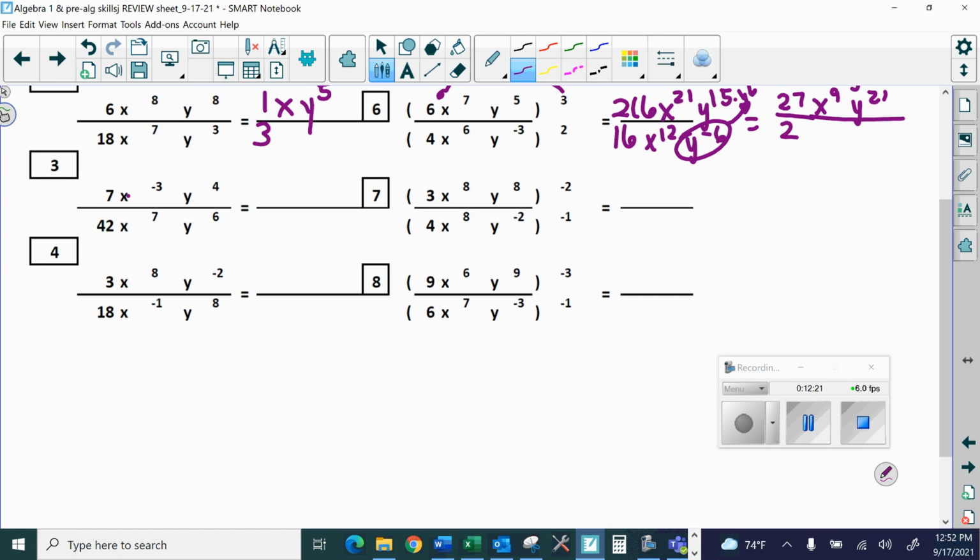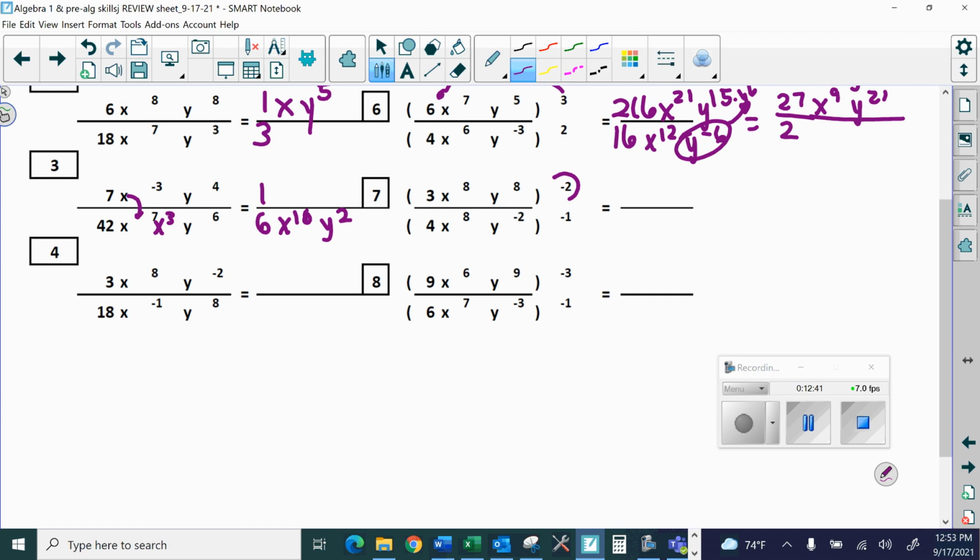So in that case, this x is coming down here, so I have another x cubed. Okay, that moved down. 7 over 1 over 42 is 1/6. I now have 10 x's in the denominator, and I have more y's in the denominator by 2.